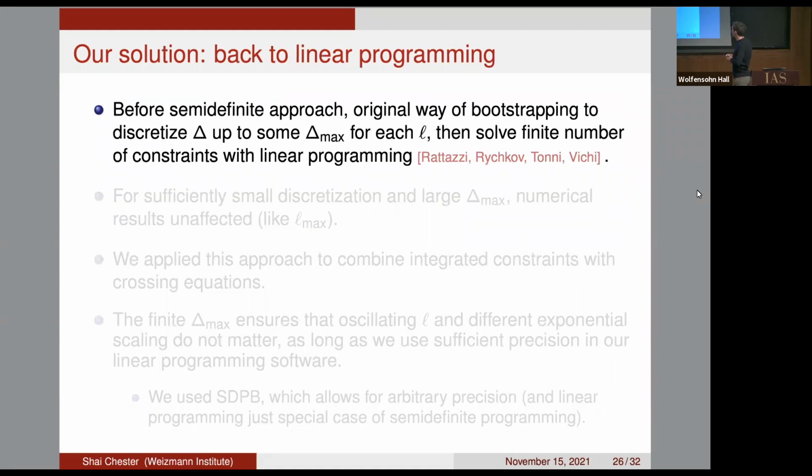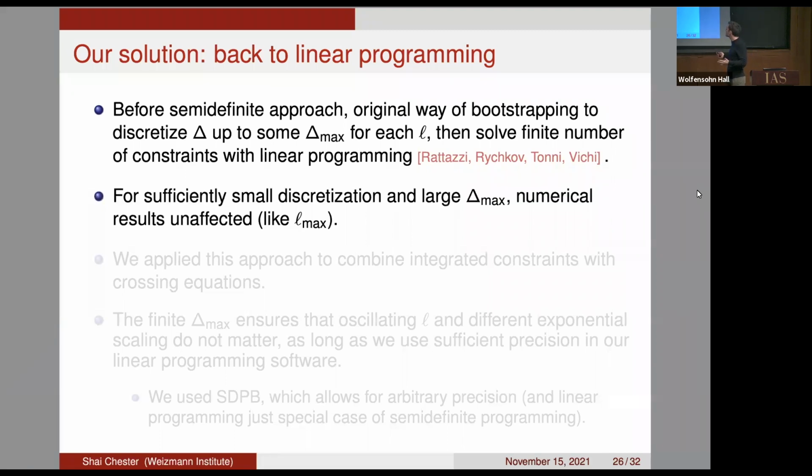The way we got around this technical difficulty is that we went back to linear programming. In fact, the original way that people had done the numerical bootstrap in the original papers by Slava et al. is that instead of doing semi-definite programming, they just discretized delta. You put a bunch of steps in delta, you went up to some finite delta max, you did that for every single spin, and then your bootstrap algorithm is just a bunch of linear constraints, and you could just solve them with linear programming. And as long as the discretization was sufficiently small and the value of delta max sufficiently big, this did not affect the numerical results.